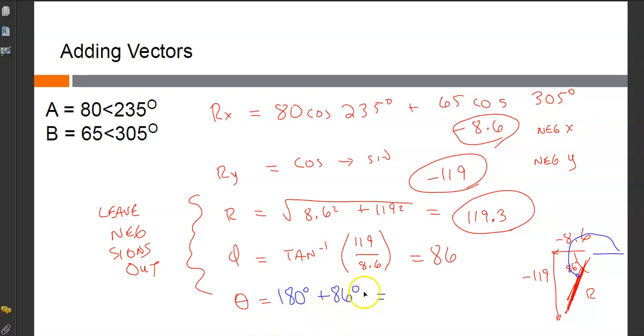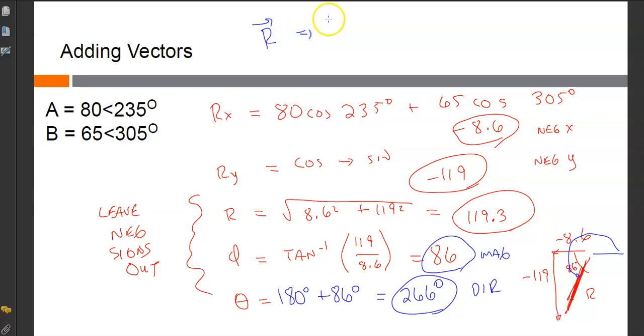That would be, what, 266, I think. Okay, there's my magnitude. Here's my direction. Those are the numbers that I really want. And I come up here and I write R equals 86 at an angle of 266 degrees. Okay? And mercifully, that is the end of that.